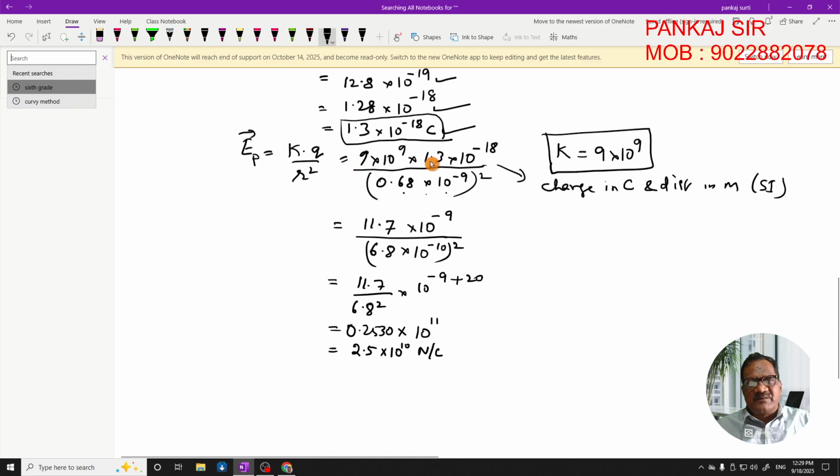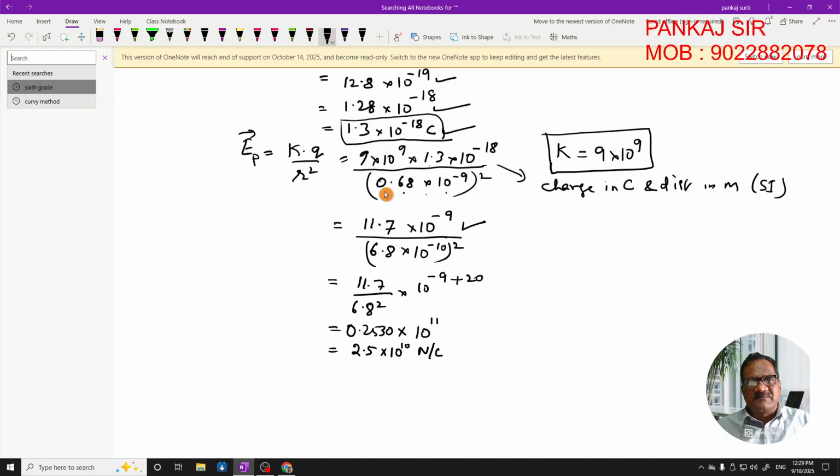See, 9 into 1.3 is 11.7, right? 9 into 1.3 is 11.7. 10 raised to 9 into 10 raised to minus 18 will be 10 raised to minus 9. So you get the numerator 11.7 into 10 raised to minus 9. In the denominator, you have 0.68 into 10 raised to minus 9, the whole square.